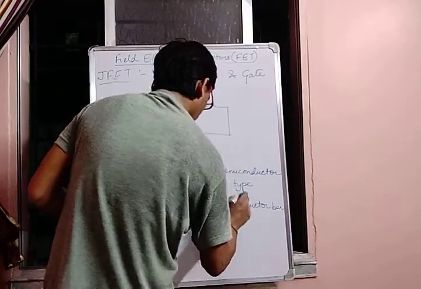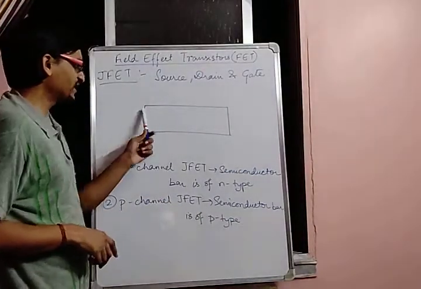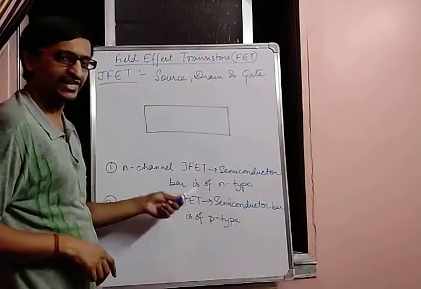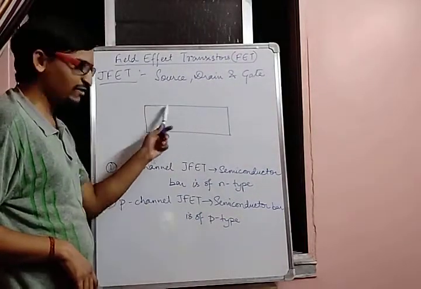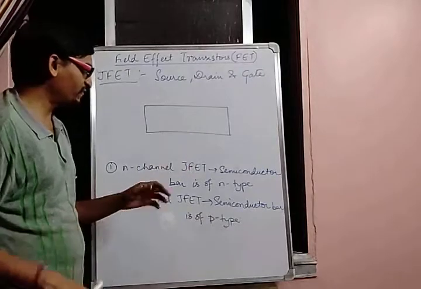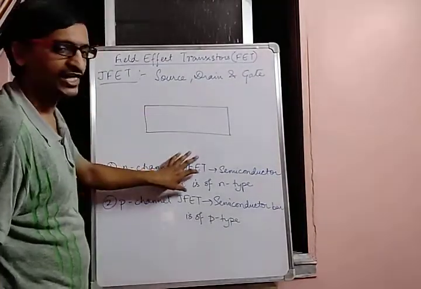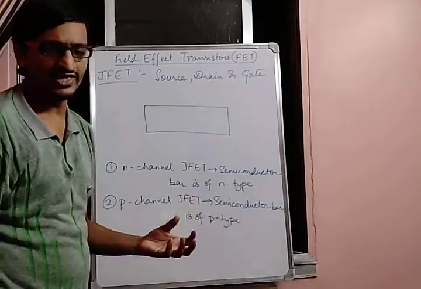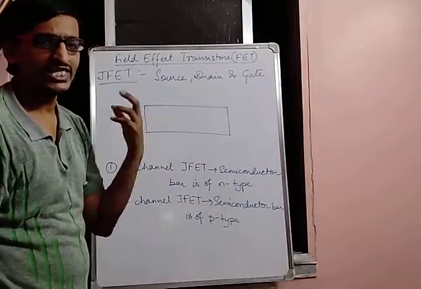Okay, so there can be two types of JFET. One is your N channel JFET and another is your P channel JFET. In case of N channel JFET, this bar will be of N type. On the other hand, in case of your P channel JFET, your bar will be of P type. Since this bar is of N type in an N channel JFET, your electrons are the majority carrier. So for that reason, your electrons will contribute towards the flow of the current.